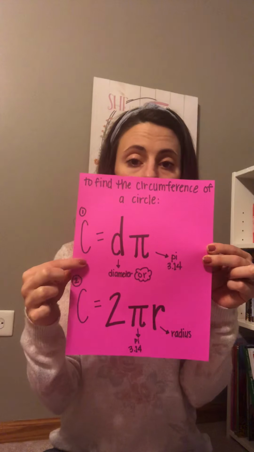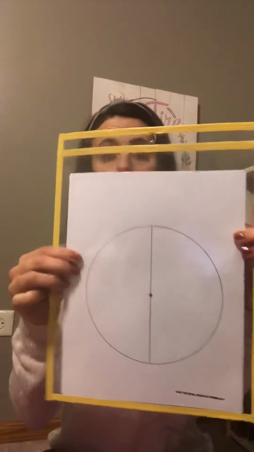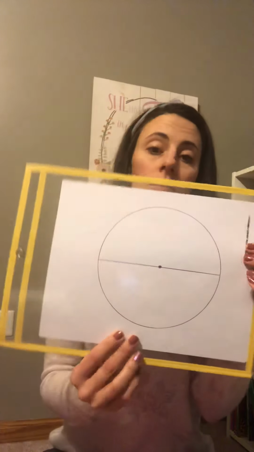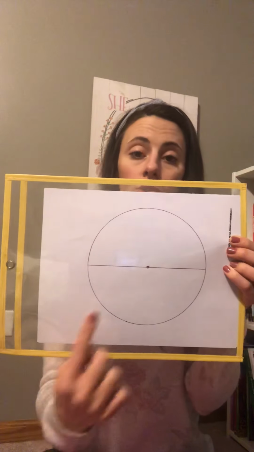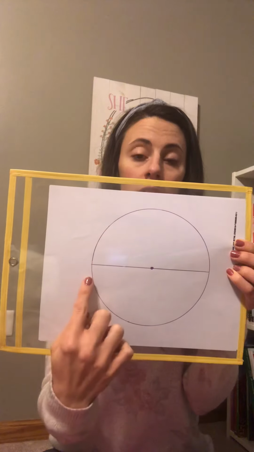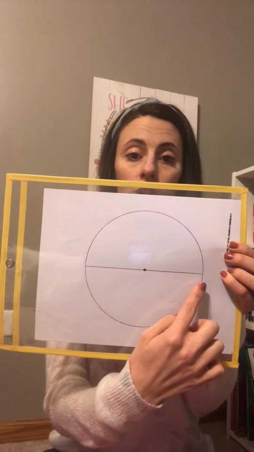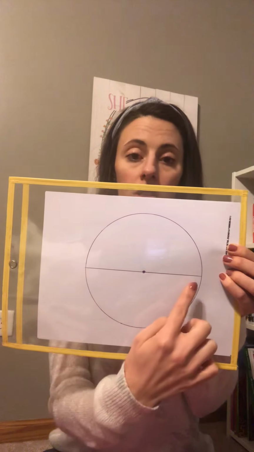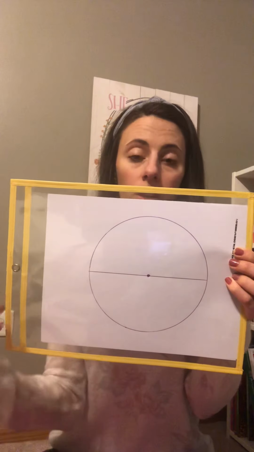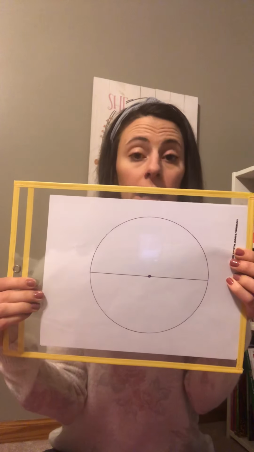So if you're given the diameter, you would be looking at a circle that looks kind of like this. It has to have a line that goes through the center of your circle, and it must touch both edges. So both edges straight through the center. That would be your diameter.